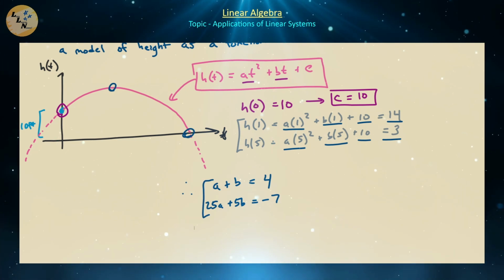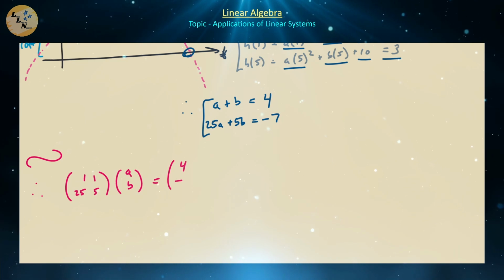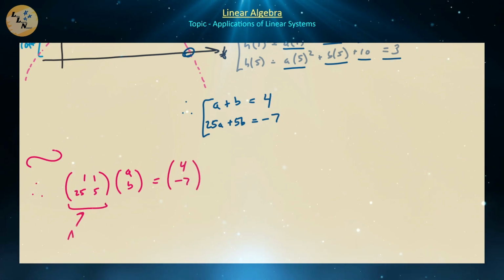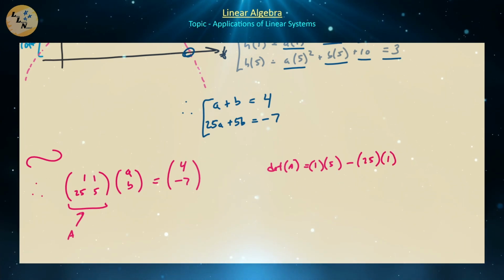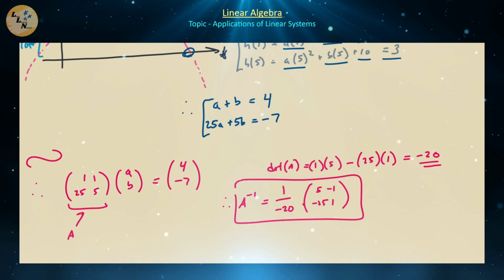All right, so we can write this as a system of equations or perform Gauss-Jordan elimination directly, whichever one you prefer. So we're going to have the matrix [1, 1; 25, 5] times [a; b] is equal to [4; -7]. I'm going to call that matrix A as usual. So the determinant of A is going to be equal to what? We're going to have 1 times 5 minus 25 times 1. So that's going to be 5 minus 25, which is equal to minus 20. So that means the inverse of that matrix is going to be equal to 1 divided by negative 20. Reverse the primary diagonal elements, so we're going to have 5 and 1, and then we're going to have minus 1 and minus 25 to be the inverse of that coefficient matrix.